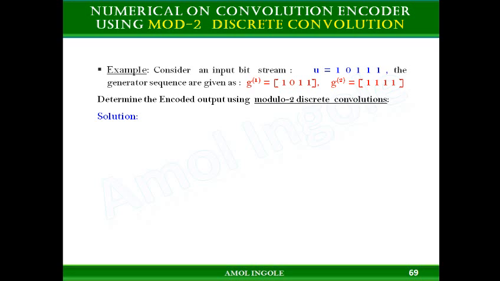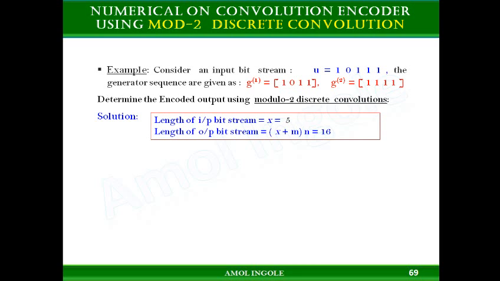From the statement, you can first identify these things. The length of the input bit stream is 5 bits. This U has got 5 bits in it. So the length of the input bit stream, we are calling that as X, is 5.